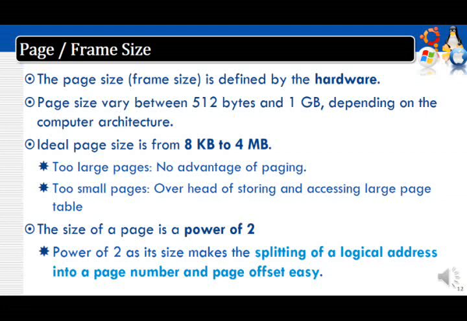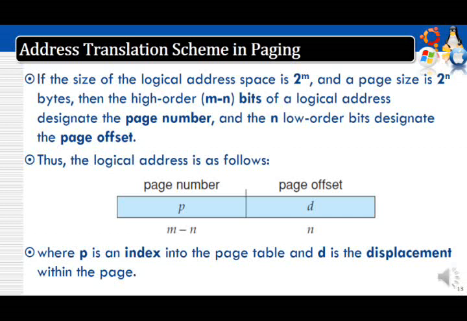And the size of the frame or size of the page is defined by the underlying hardware. And the ideal page size ranges from 4 KB to 8 KB. That is, if the size of the page is too large, there is no advantage of paging. And also if the size of page is too small, there is an overhead of storing and accessing the large page table. And one thing to note is that whenever we are specifying the size of a page or frame, it will be in powers of 2. Why it is in powers of 2 is to make the splitting of logical address into page number and page offset easy, and also to make the translation from logical address to physical address easy.